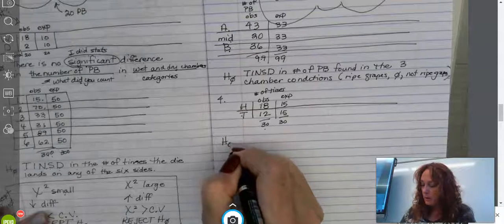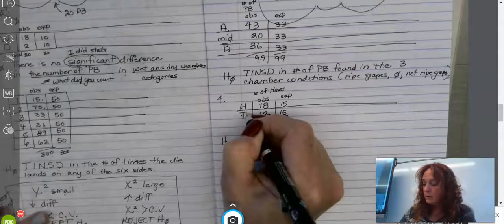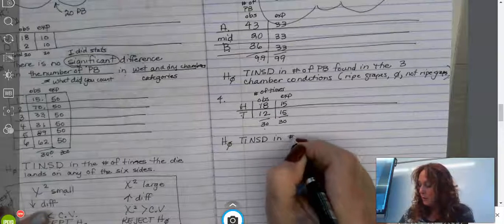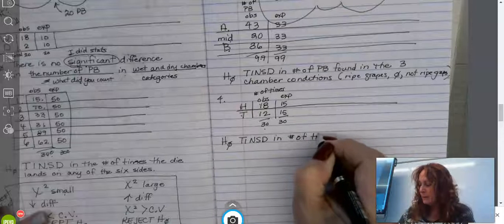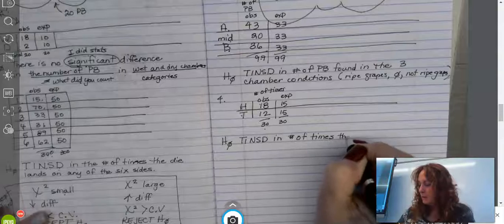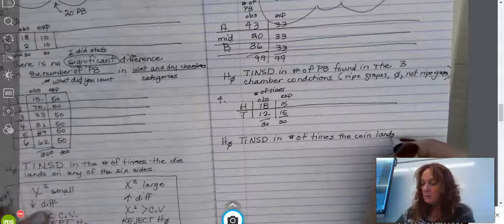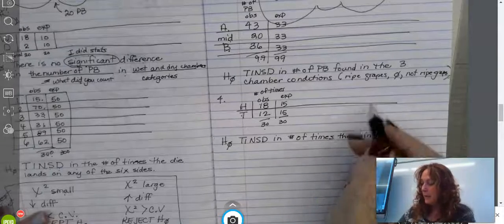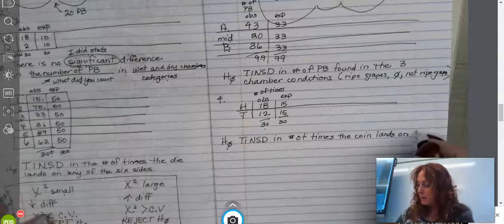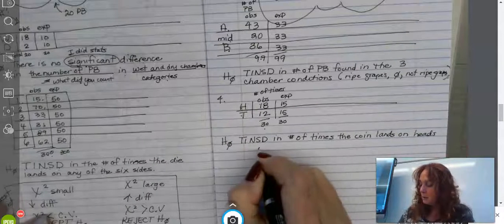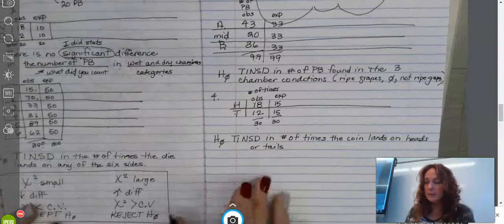So now let's write the null. There is no significant difference in what did you count. So it's the number of times the coin lands on, and then now it's what did you observe, what are your categories. So heads or tails. So that's what we're testing.